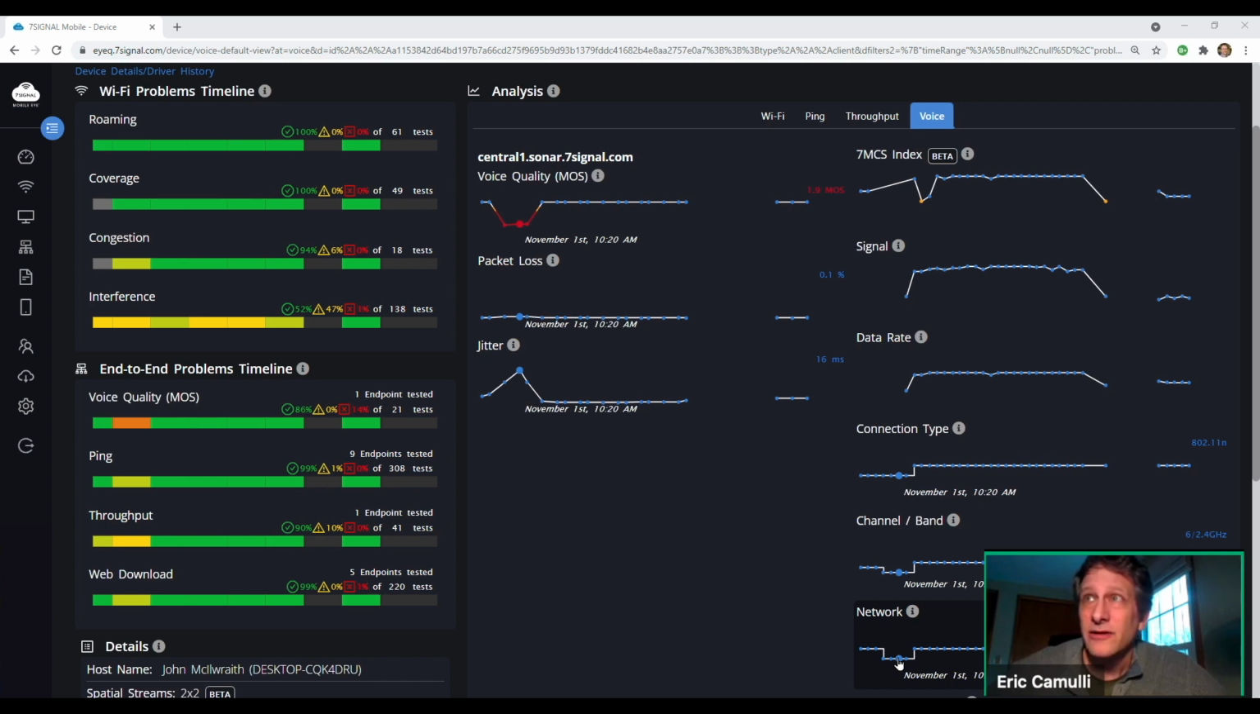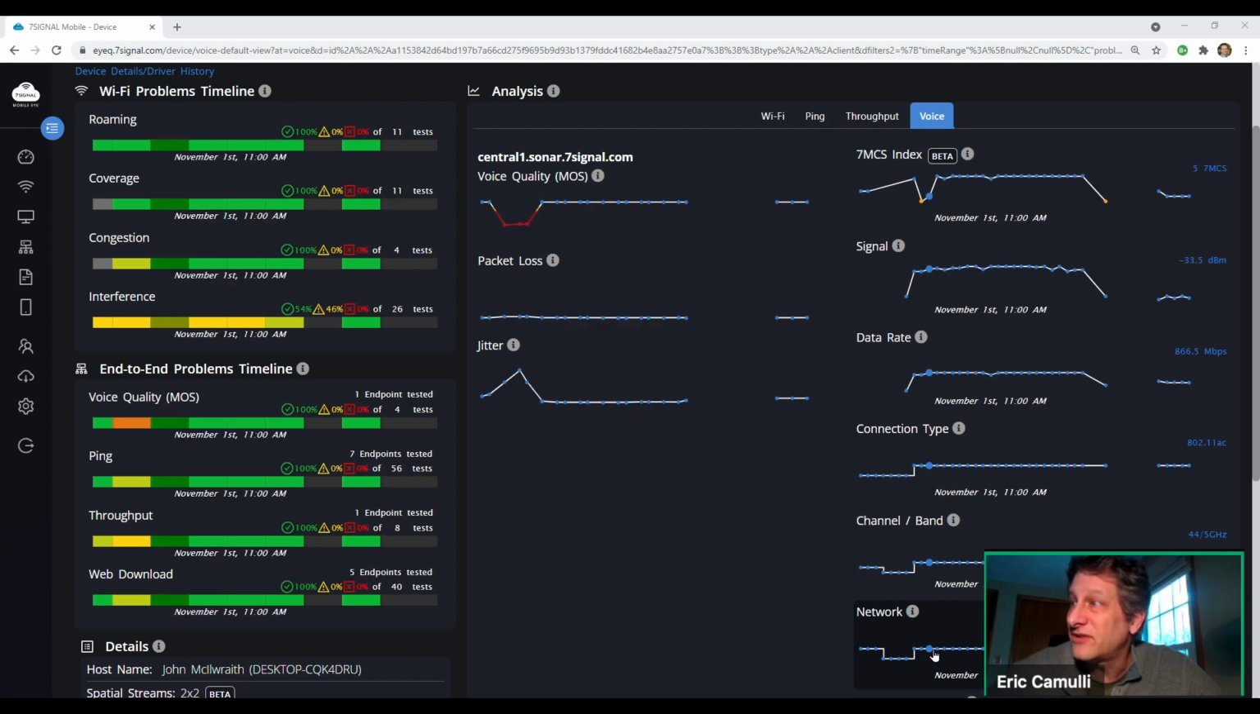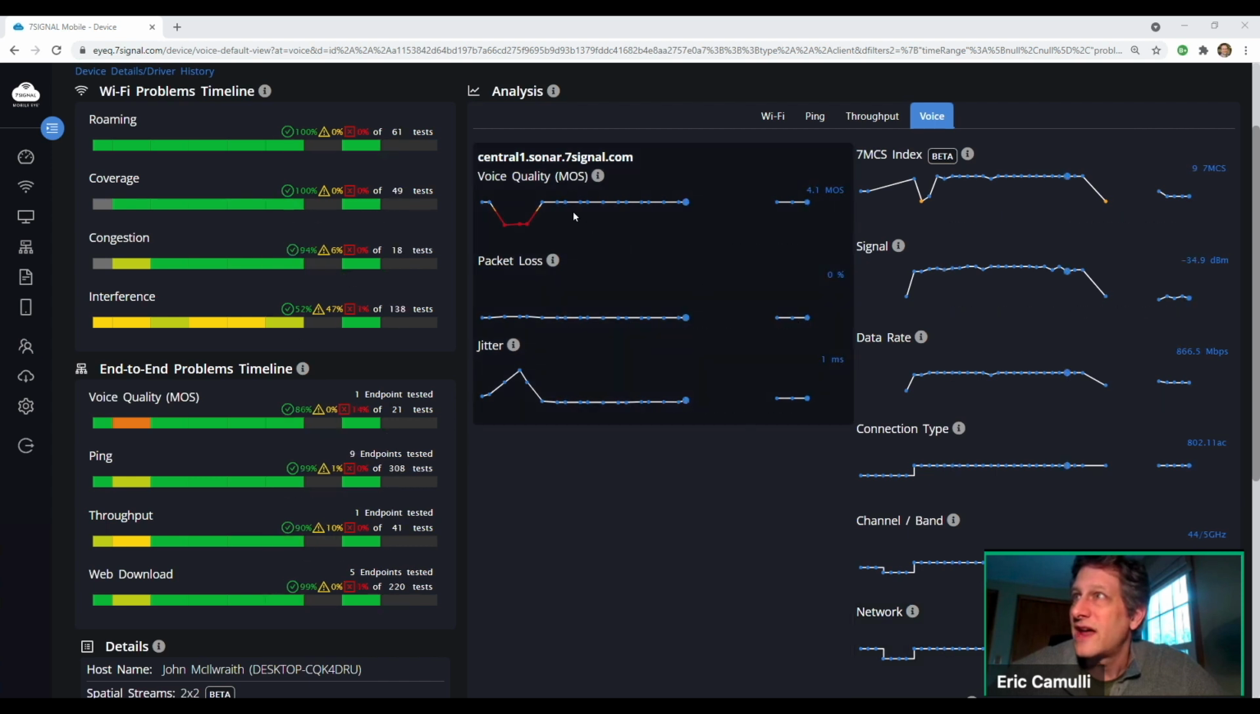Now, when does the voice quality improve? As you can see, as I continue to mouse over, it improves when they find themselves back onto their corporate network, and they're on channel 44 on 5 gigahertz. You can see as I move my mouse over here in the lower right corner that the connection quality improves up here as well. Isn't that remarkable?